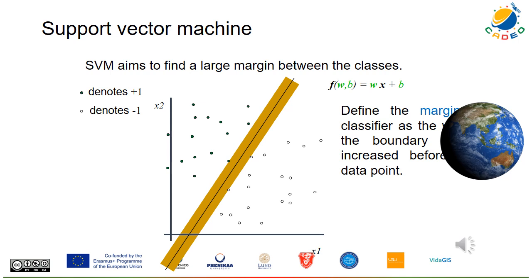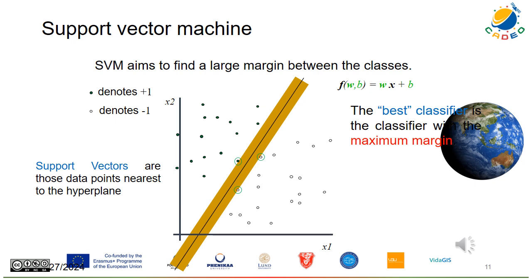Let's say the black line is the classifier, and this yellow area can be defined as the margin. So the margin represents the width of the boundary. If we increase the width of the margin further, then it will hit the two points here and here. So the best classifier is the classifier with the maximum margin. So SVM aims to find a large margin between the classes.